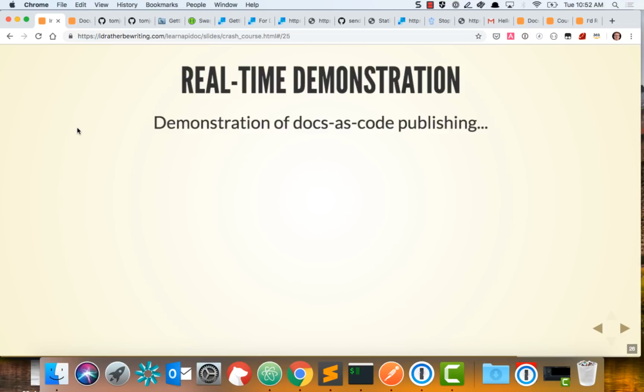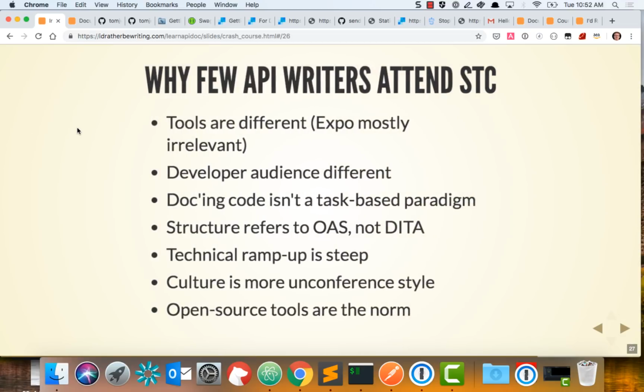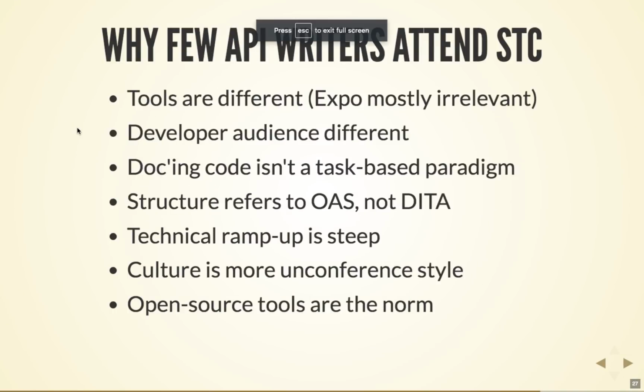Okay, so to my controversial slide, why few API writers attend STC? I've had this thought as I've wandered around, and it encapsulates what's different about the API doc space. One, the tools are different, right? Most of the vendors in the expo are mostly irrelevant. A lot of them don't even work on the Mac, right?